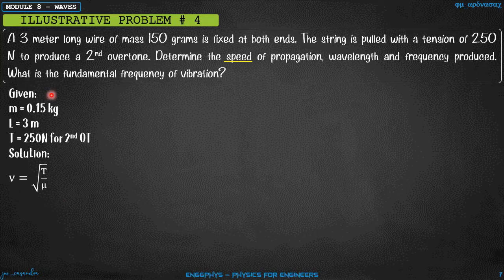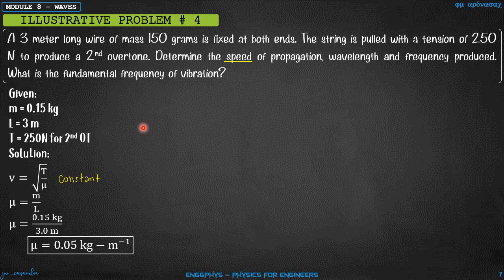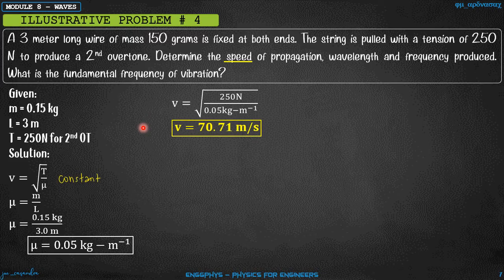No matter what our harmonic or overtone is, remember that the speed is a constant value. Meaning, whatever the frequency is, the speed of vibration is still the same. So we could simply use the given tension, with no need to identify the tension in the fundamental frequency. Before substituting, we compute for mu, which is m divided by L, and that's equal to 0.05 kilograms per meter. So the speed will be equal to the square root of 250 divided by 0.05, giving us a value of 70.71 meters per second.